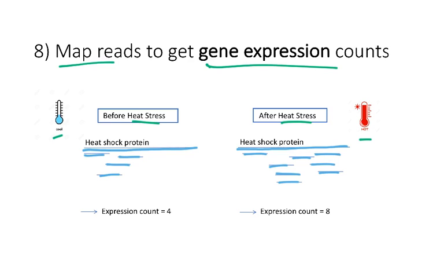So here in this example, say under our control conditions before heat stress, there are 4 reads that map to this heat shock protein. That would give us an expression count of 4. Say after heat stress, we now have 8 reads that map to that same heat shock protein. That would give us an expression count of 8. And we would say that this particular gene was upregulated or turned on following heat stress. So in response to heat stress, this particular gene was expressed at a higher level compared to what it was previously.